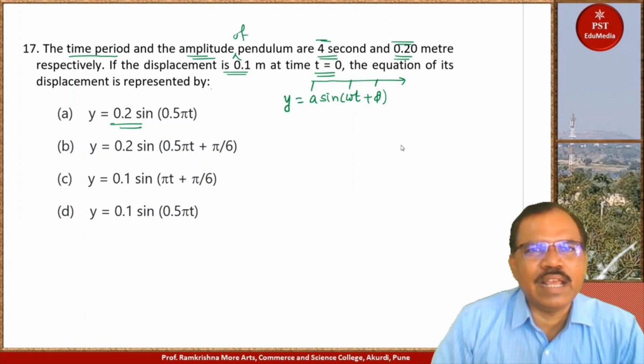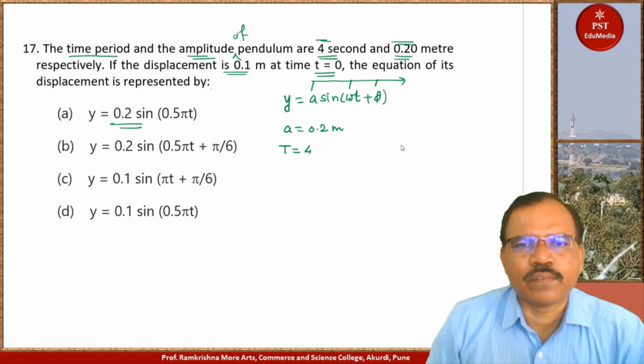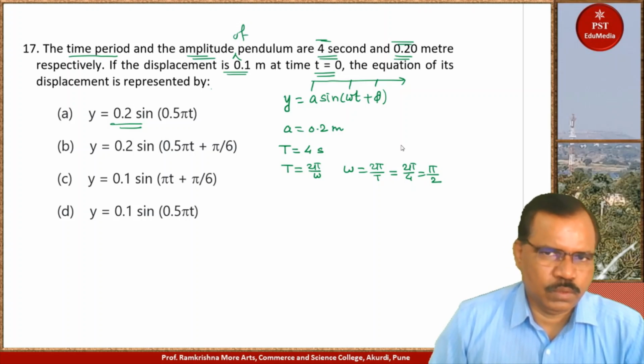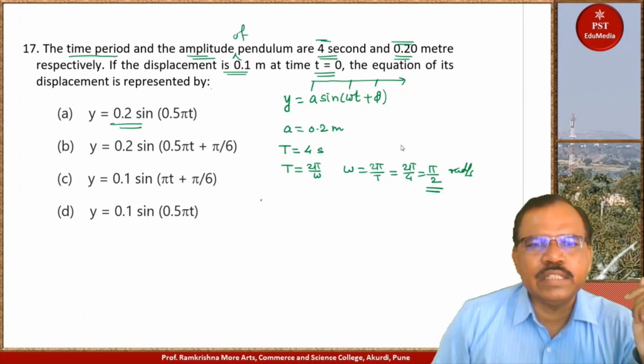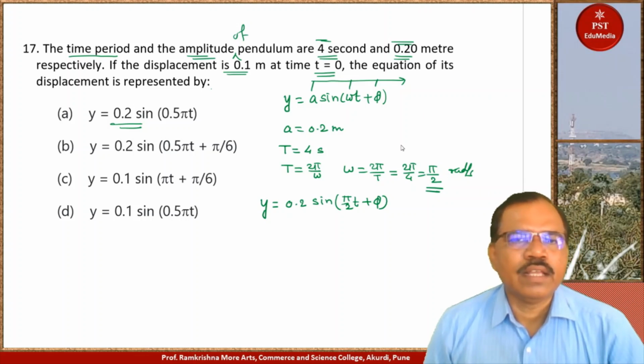Now it is given, time period and amplitude is given. So amplitude is what? A is equal to 0.2 meter. T is given. T is what? 4 seconds. And we know T is equal to 2 pi upon omega. So omega is 2 pi upon T. So we get here 2 pi upon 4, that is pi by 2 radians per second. So we got omega also. So we get here y is equal to 0.2 sin of pi by 2 into t plus phi. Okay, so we got this.